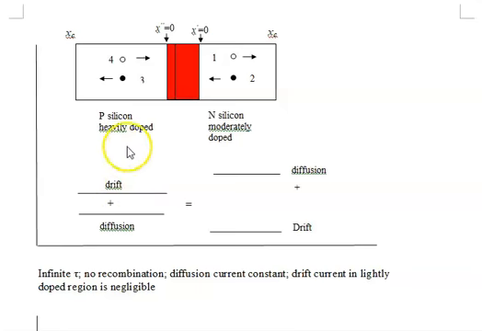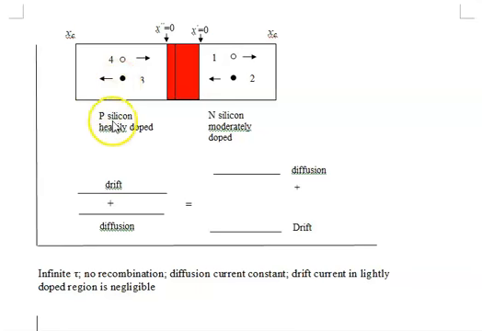We have in the P silicon, which is heavily doped, a fair amount of drift and a little bit of diffusion. In the lightly doped, we have a lot of diffusion and a little bit of drift. Why do we have a little bit of drift in the lightly doped? The reason is the charges are less. Remember, the drift current is proportional to the number of charges. In fact, it's N, E, V, where V is the velocity. So as N goes down, we have less drift current.